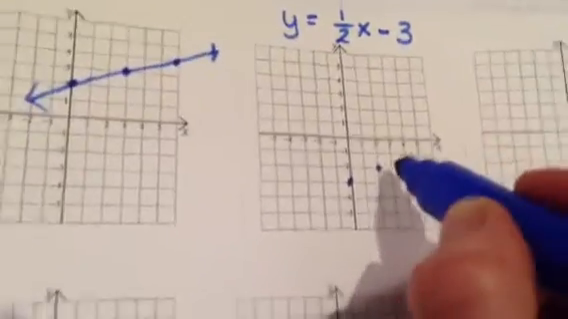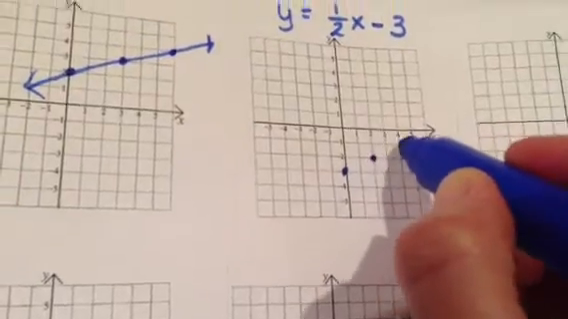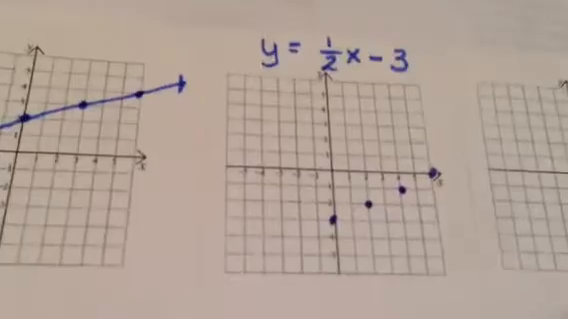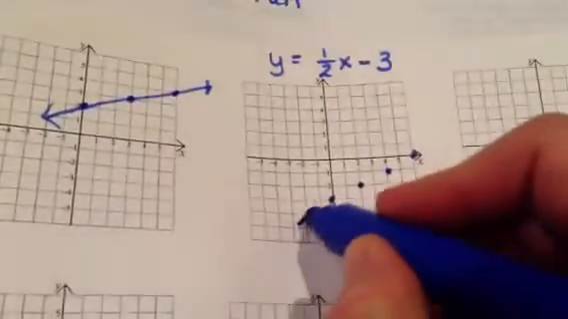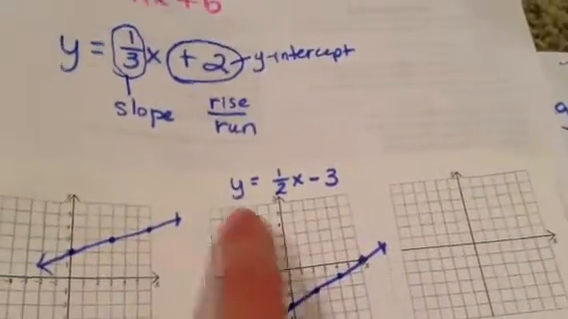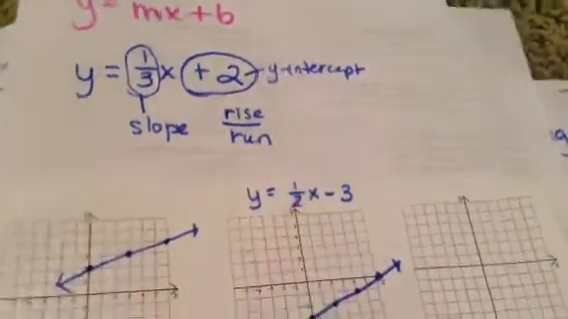I'm going to do that again. I'm going to go up 1 over 2. Up 1 over 2. I just do a few points, okay? Draw a line, connect your dots, put a little arrow on the end, and there's your line. That is the line for this equation. Okay, I'm going to do one more.